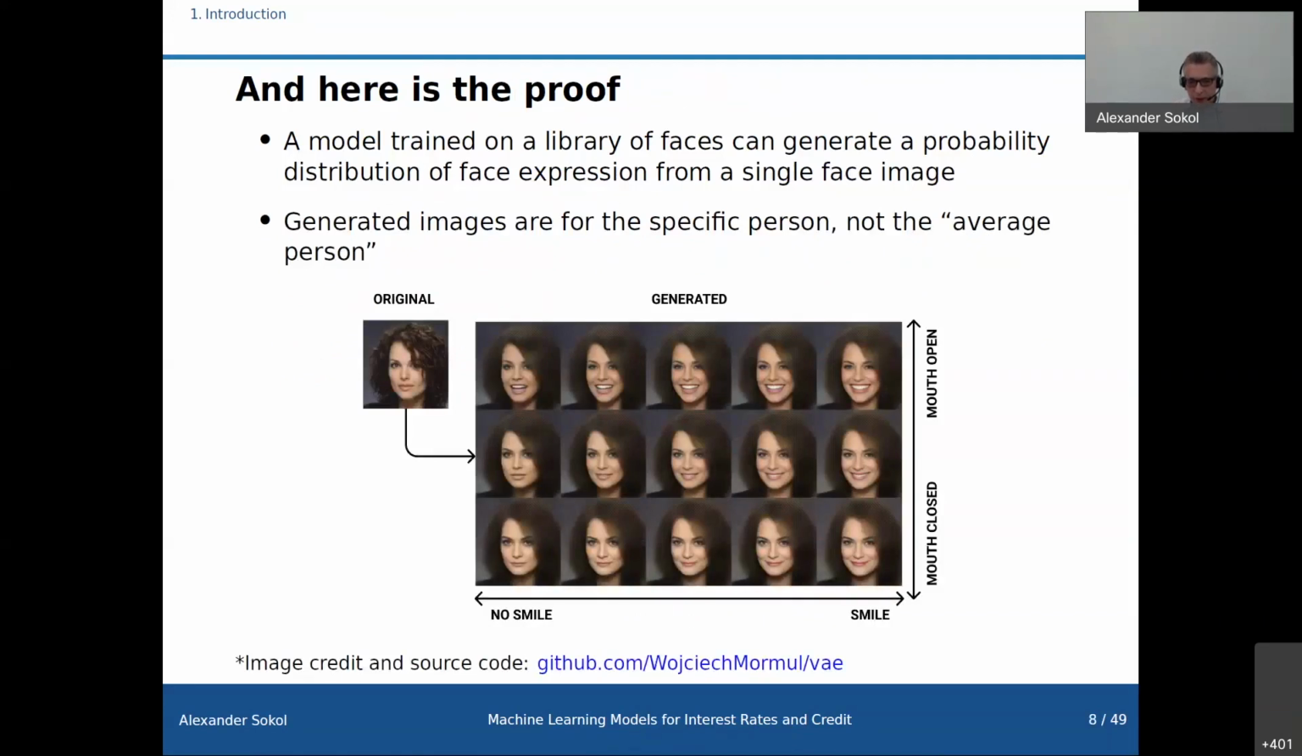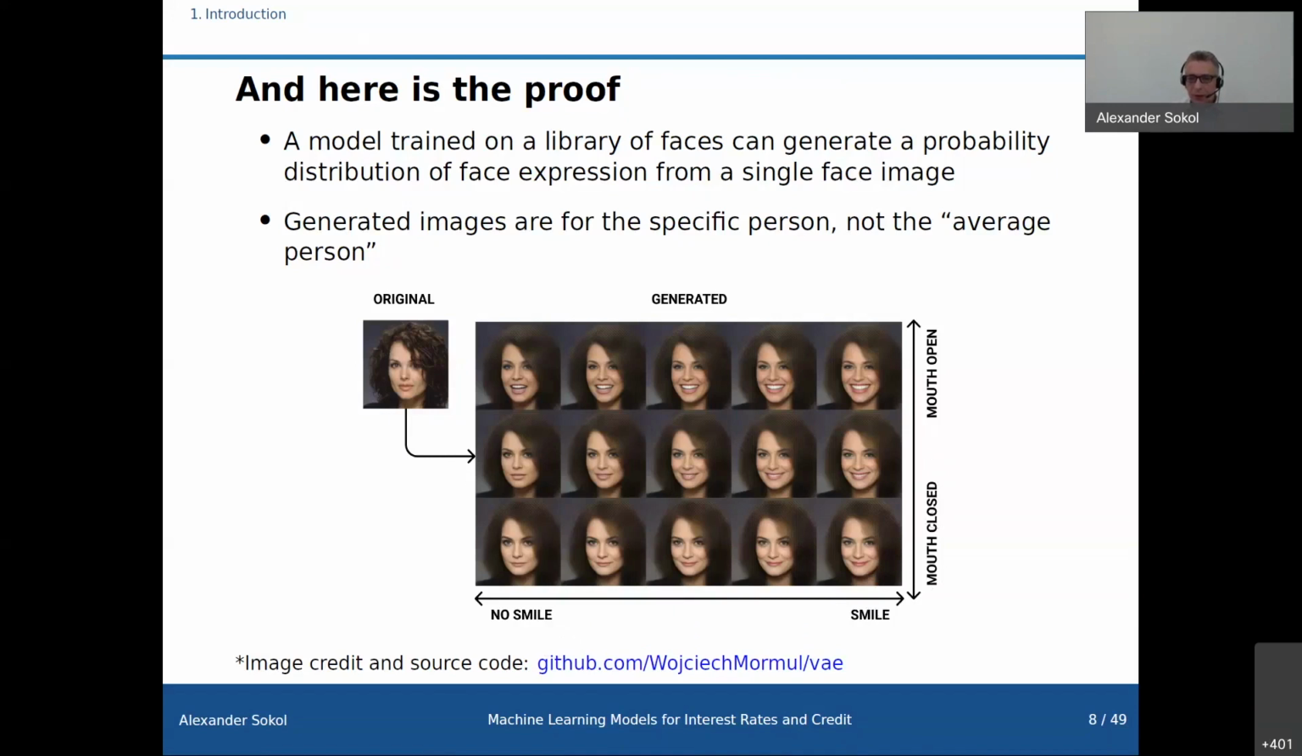This image on the left is a face. It's just one image. And on the right, there is an array of images which are generated by machine learning, by a variational autoencoder, from this one image by relying on a library of faces. And as you can see here, this image varies along two directions: smile or frown, and mouth open or mouth closed.